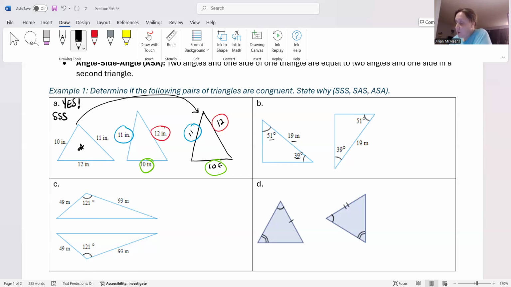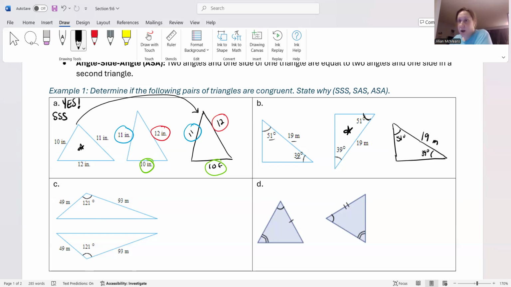So let's take this one right here and let's reorient it. Okay, so I want to draw it to where this 51-degree angle is in the upper left-hand corner. I want my 39-degree angle to be in the right-hand corner. And then this longest side between the two angles, it's 19. So that's 19 meters. And then we have 51 degrees, and then we have 39 degrees.